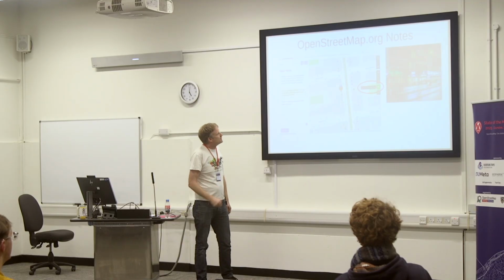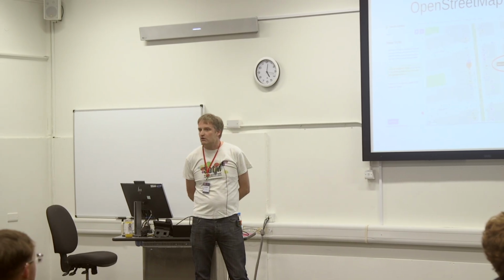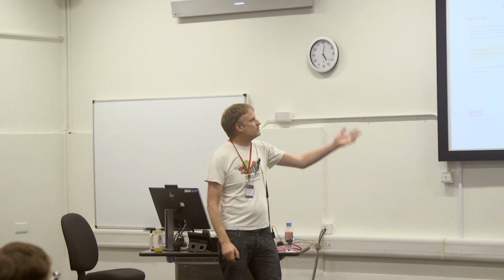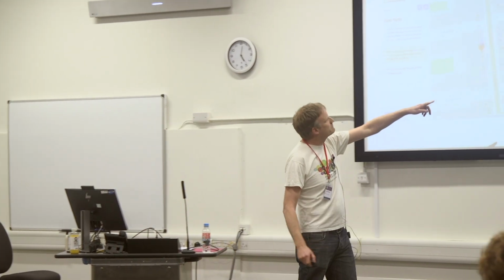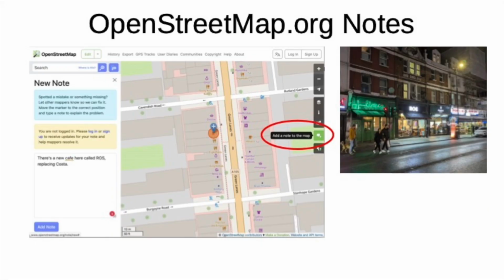OpenStreetMap notes. Hopefully I imagine the vast majority of you know about OpenStreetMap notes already. If you don't, it's that little feature there on the OpenStreetMap website. You can add a note to report something that is missing or wrong on the map. And you don't even need to be logged in to do it. So this is great for, imagine you're living in this neighborhood here and you've seen that cafe that used to be a Costa has turned into a Ross. You can write a little note here, say, there's a new cafe here.